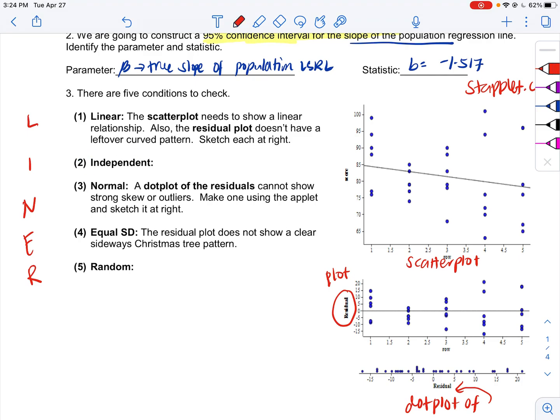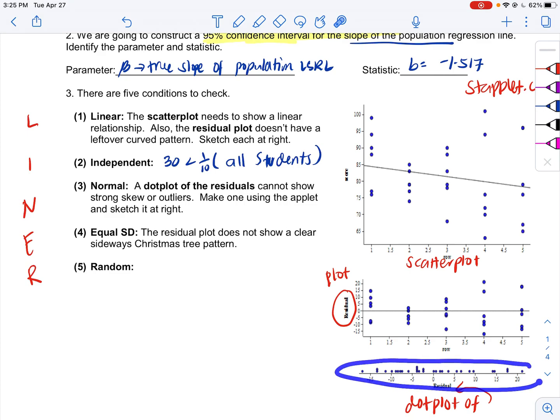For independent, let's write the condition. We have to check the 10% condition. So 30 is less than or equal to 1/10 of all students of Mrs. Gales. And then normal: the dot plot of the residuals cannot show strong skew or outliers. It's not skewed, obviously, and there are no outliers in there, so we're good.